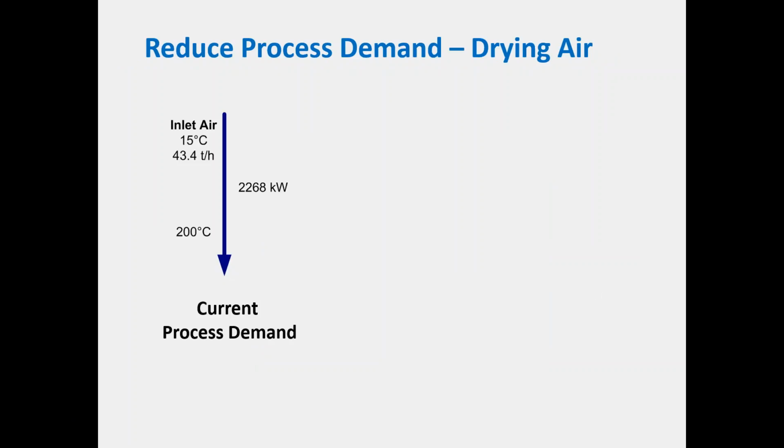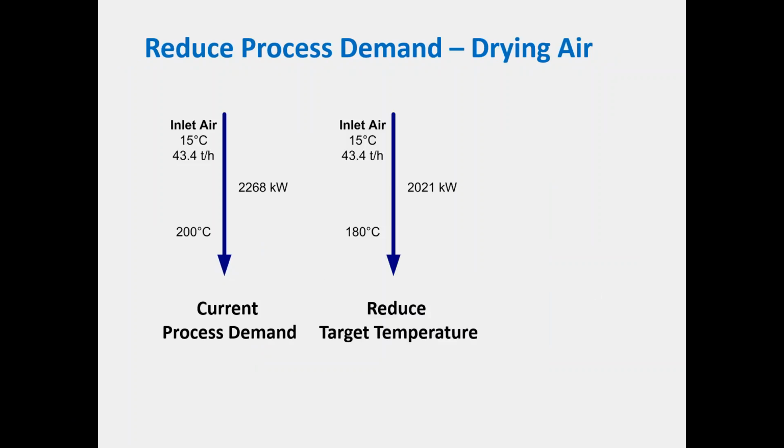So there's really only two options that we have to reduce the process demand. We can firstly reduce the target temperature. So this is the temperature that we need to get that stream to. Let's say, for example, we had a look and we only needed 180 degree air going into our dryer. Then for the same volume of air, we would only need 2,021 kilowatts. Okay, so if we reduce the target temperature, we will reduce our process demand.